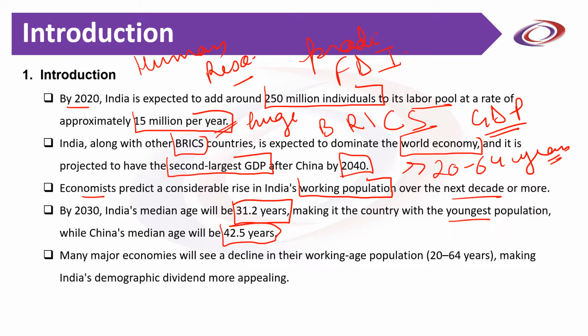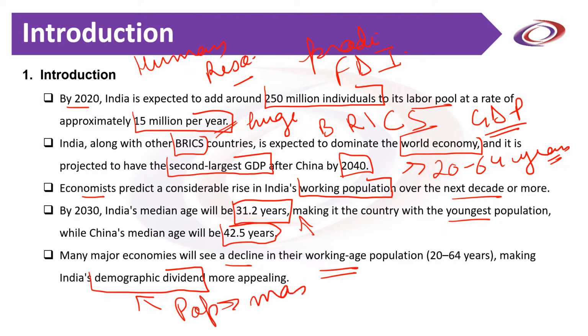Most of the population of India will be in the working age population, and major economies will also see a decline in their working age, making India's demographic dividend more appealing. So demographic dividend means the population in the maximum of the working age class. So this is an advantage that India is going to have.